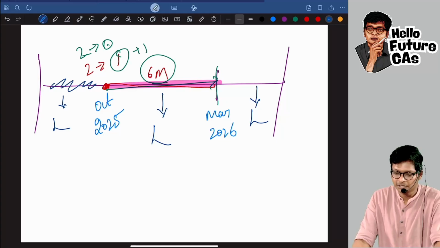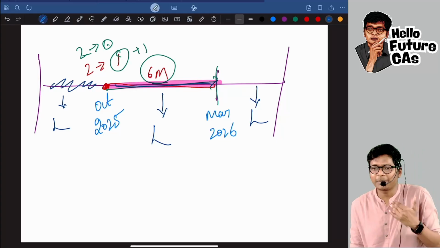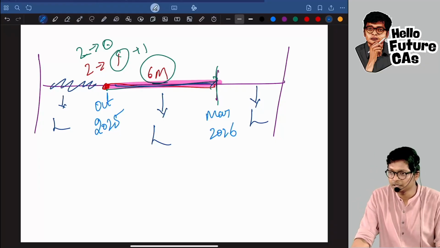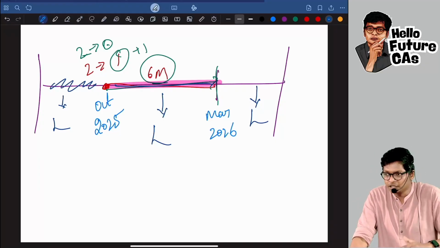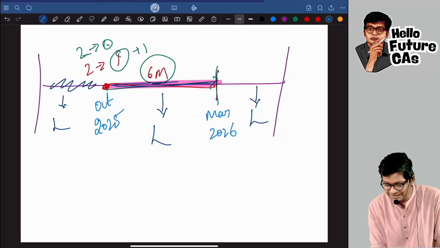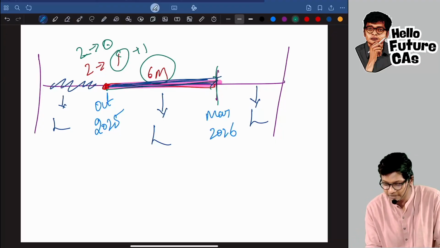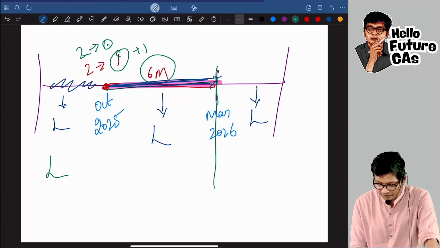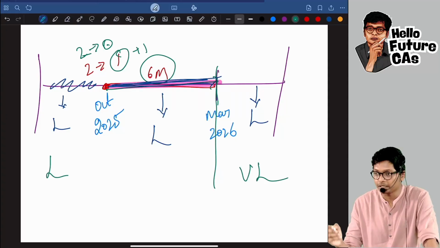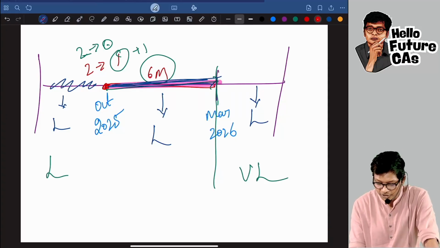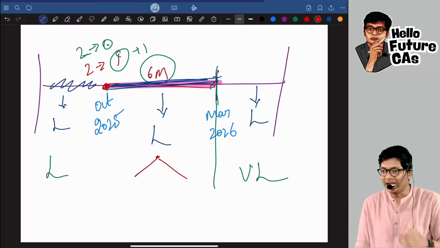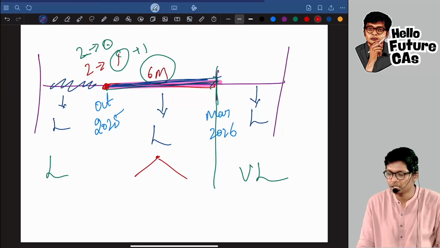If you rectify the mistake within the 6 months, then nothing will happen. Are you all with me, guys? Clear? It is as if this section is not applicable to you. But if you do not rectify the mistake in the 6 months, then what will happen? This period will be limited liability. After 6 months, this period will be unlimited liability. The question is, what about this period? Is it limited or unlimited?